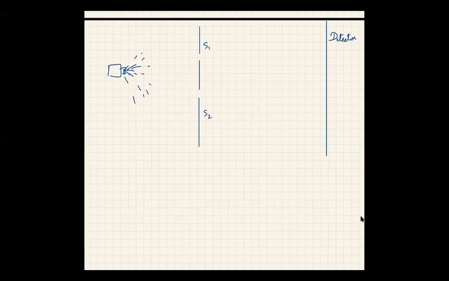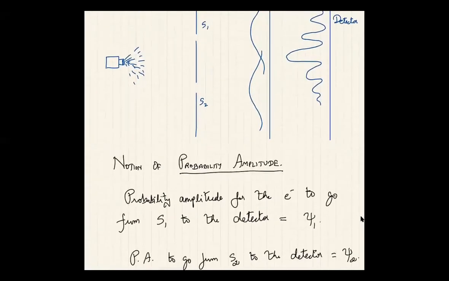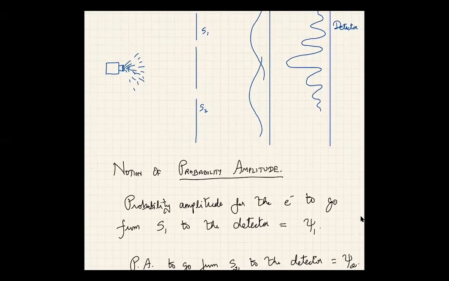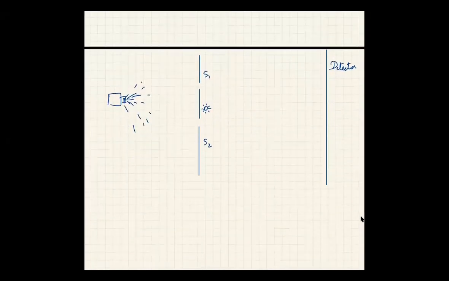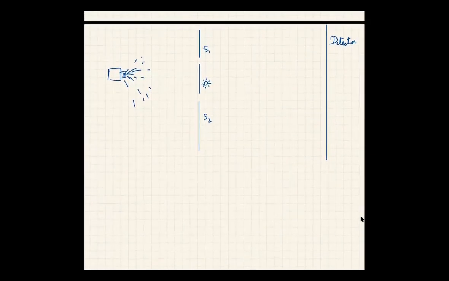Now I'll make one difference from my previous arrangement. I'll place some kind of a light source here. The light source I will use to understand if the electron is going through slit S1 or S2. Previously, I had no such thing. I did not know whether the electron is going through slit S1 or slit S2. I had no idea, but now I have an idea. Now I know which electron is going through slit S1 and which through slit S2, because I have a light source here.